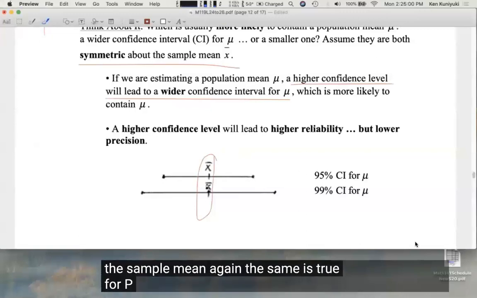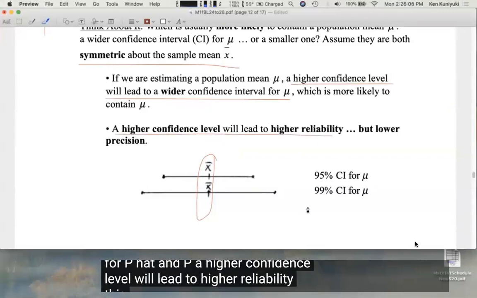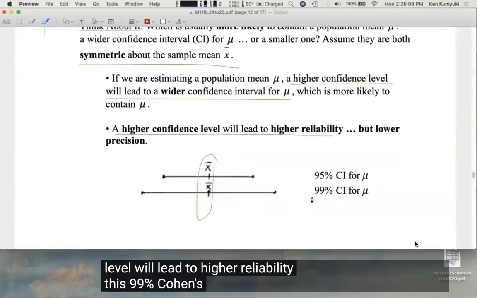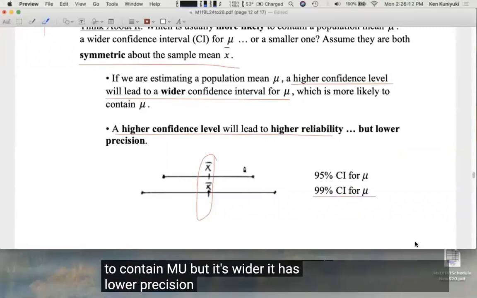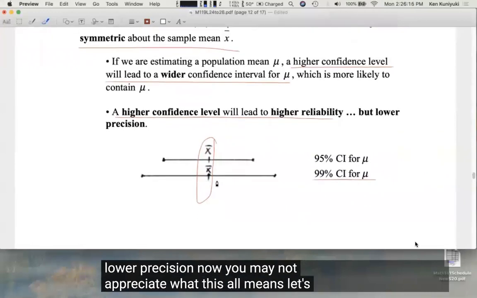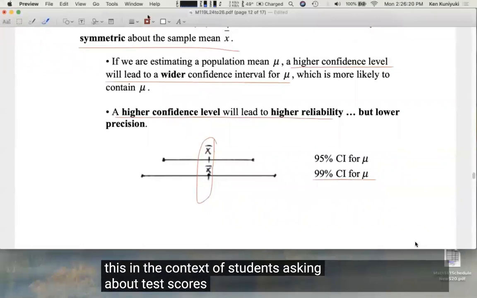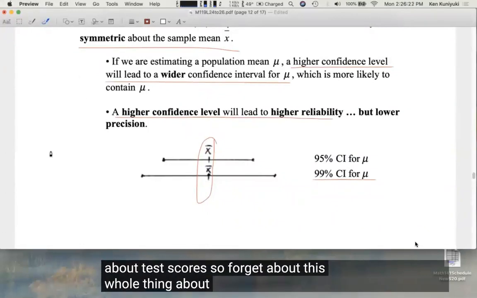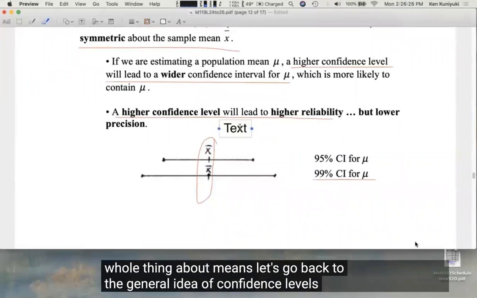Again, the same is true for p hat and p. A higher confidence level will lead to higher reliability. This 99% confidence interval is more likely to contain mu, but it's wider. It has lower precision. Now, you may not appreciate what this all means. Let's put this in the context of students asking about test scores. So forget about this whole thing about means. Let's go back to the general idea of confidence levels.